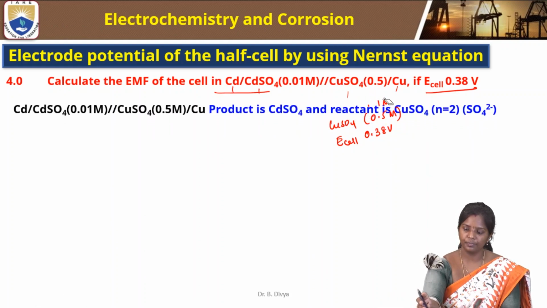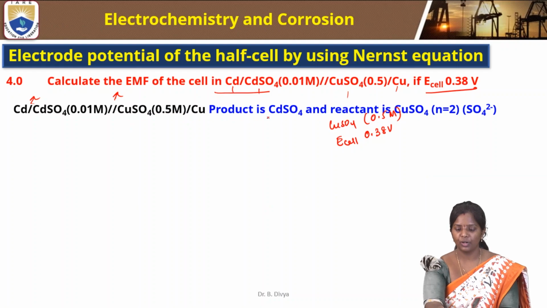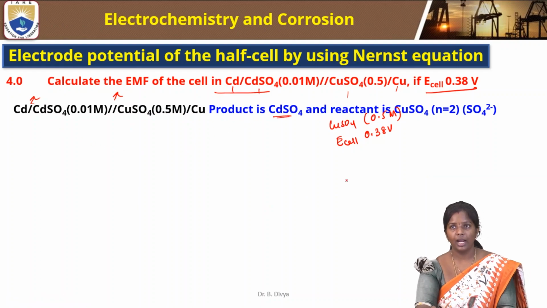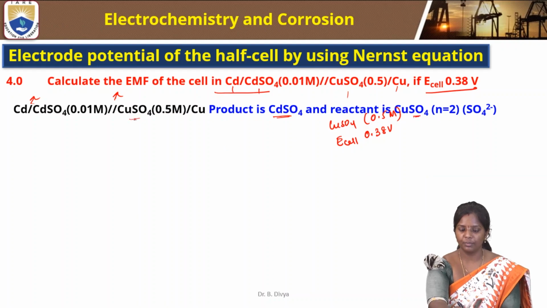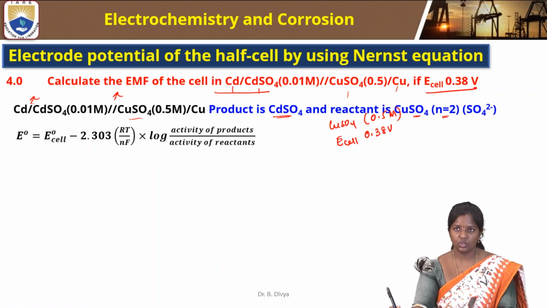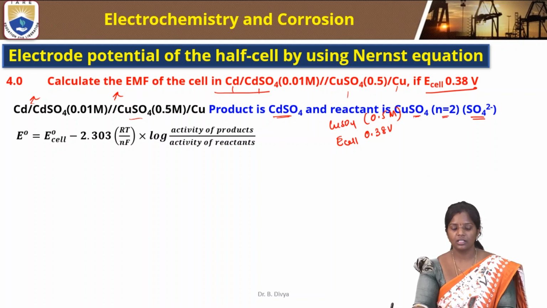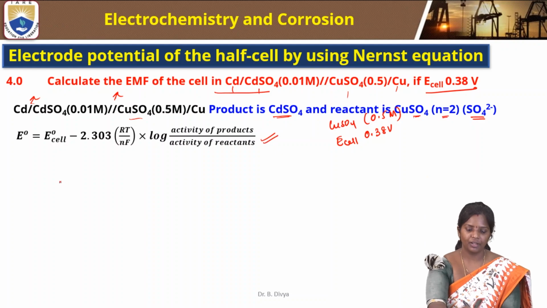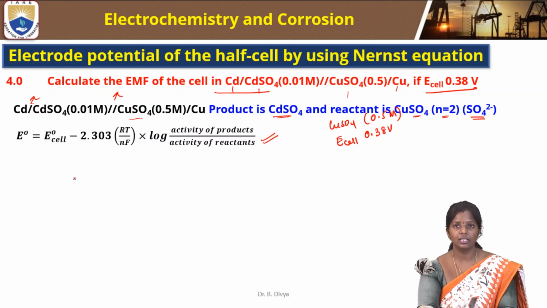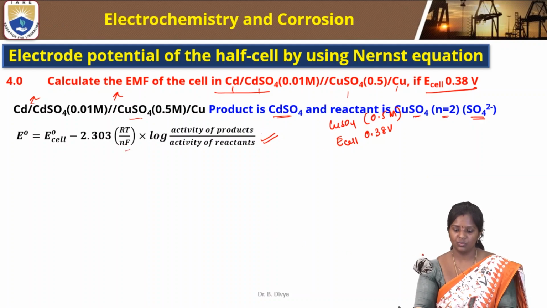Now we require the cell notation. Cadmium to cadmium sulfate, this is a salt bridge, and then copper sulfate to copper. The product is cadmium sulfate in the one cell, and the reactant is copper sulfate from the other cell. So n is 2 because 2 electrons are involved. SO4 2-, in both cases the anions are sulfates, and we use this formula where E is equal to E0 cell minus 2.303 RT by nF into log of activity of products by activity of reactants.